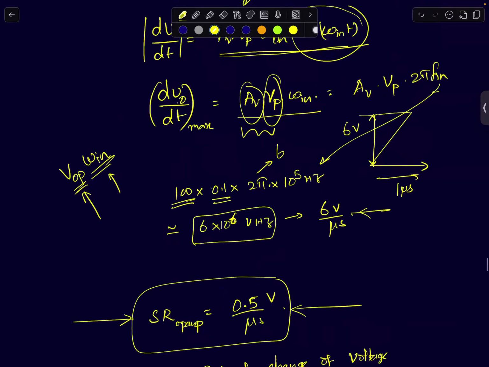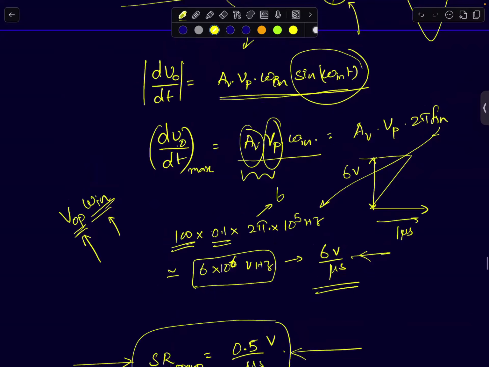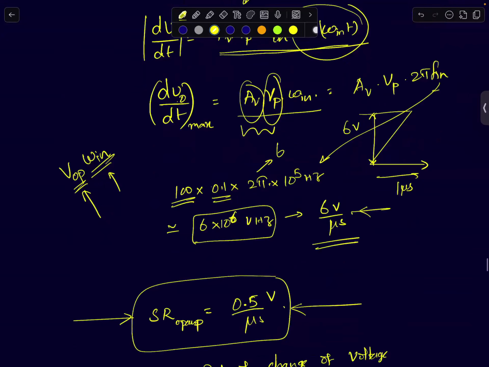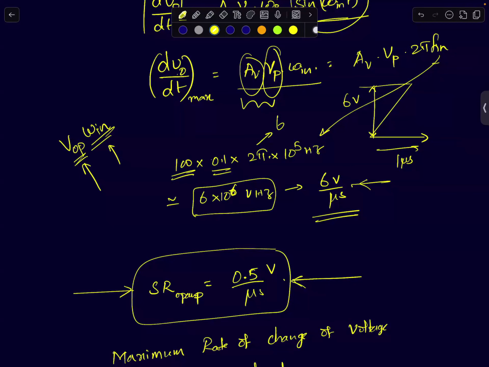If you see here, this is 6 volts per microsecond, and the slew rate is 0.5. That is why the op-amp was not able to track it. Ideally, the output should increase at the rate of 6 volts per microsecond, but the op-amp's maximum rate of increase is only 0.5, 1/10 of it. That is why it was failing to increase, and which is why you are seeing a weird ramp pattern.